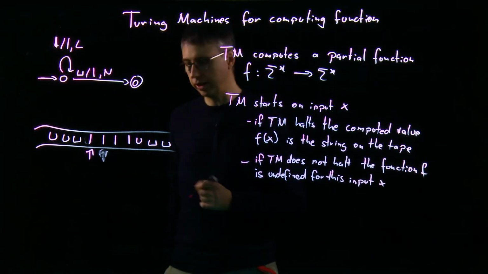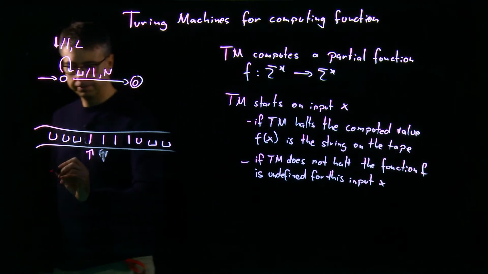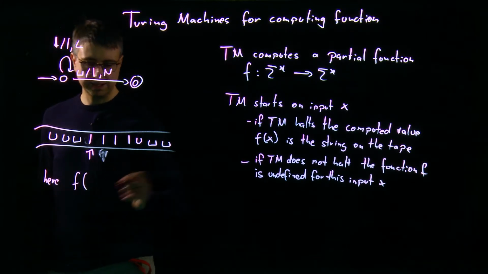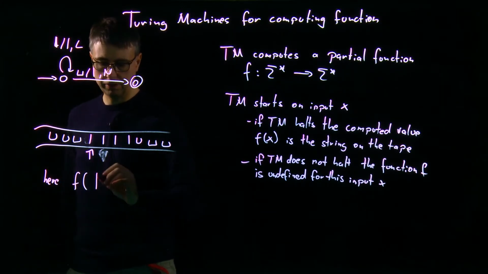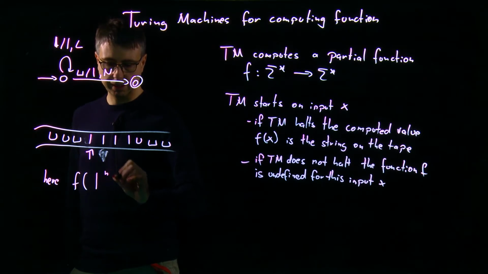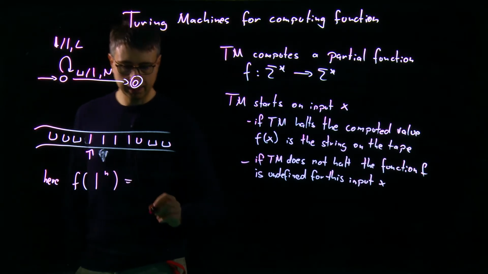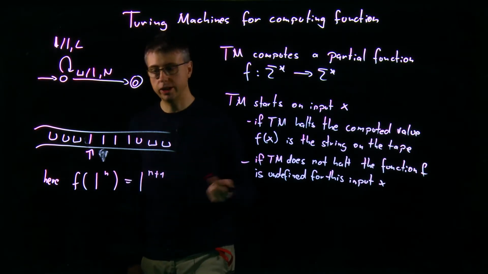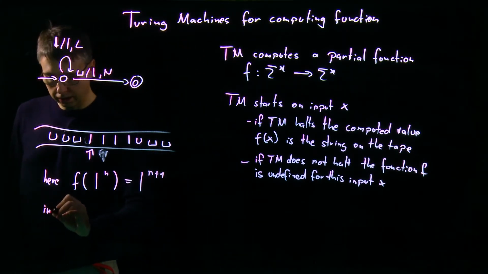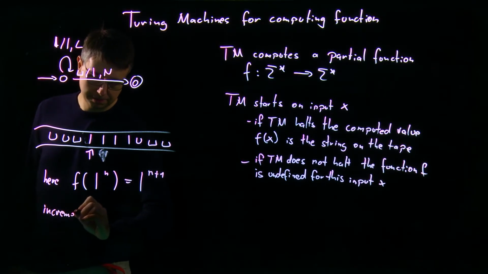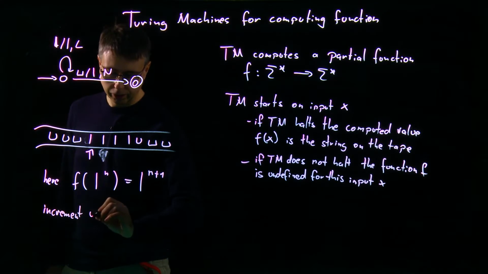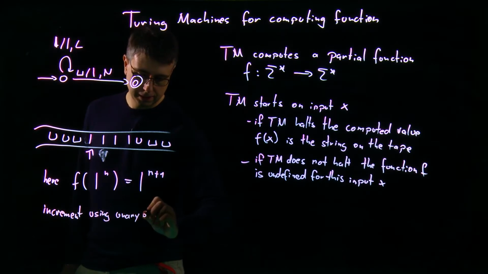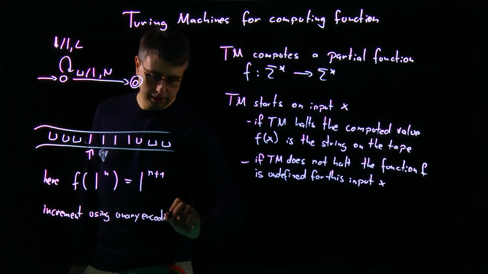So actually, this function that's computed here is the function f that takes a number of I's, let's say n, and the result is that we have one more. So this is actually an increment, or can be regarded as an increment using unary encoding.